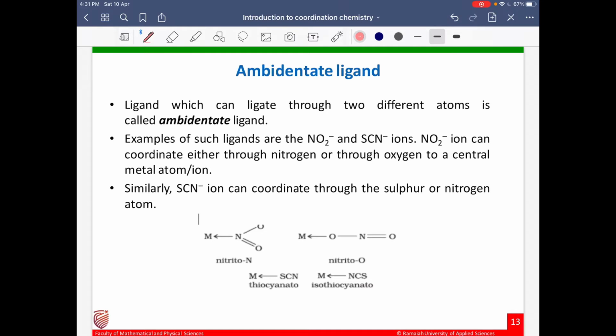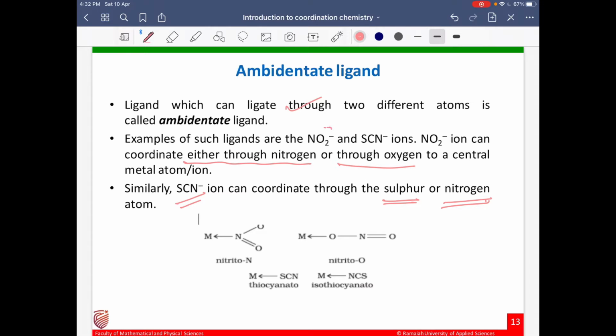Ligands which can ligate through two different atoms are called ambidentate ligands. Examples of such ligands are NO2- and SCN-. The NO2- ion can coordinate either through nitrogen or through oxygen, not both together, to a central metal atom. Similarly, the SCN- ion can coordinate through sulfur or nitrogen atom.